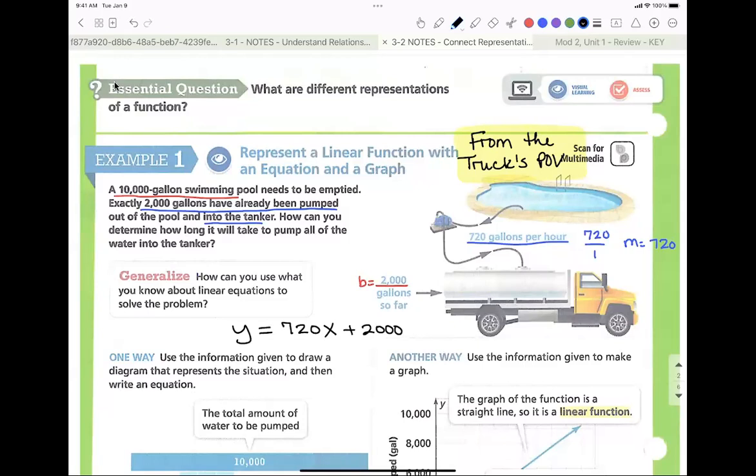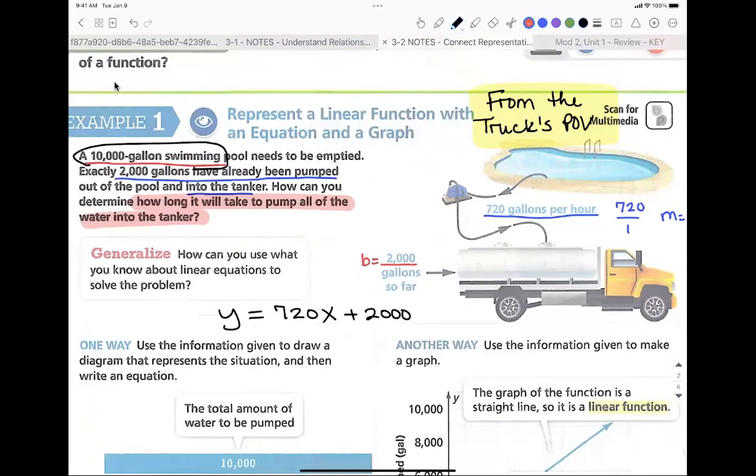And if we actually wanted to solve this, because it says right here, how long will it take to pump all of the water into the tanker? Well, how much is all of the water? What's the total amount we would pump? How much? That's what we've already pumped. Lane? 10,000. It tells us right here that it's a 10,000 gallon swimming pool.